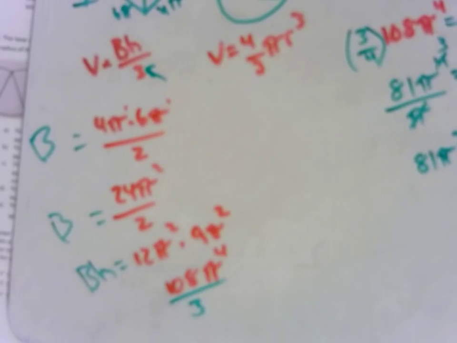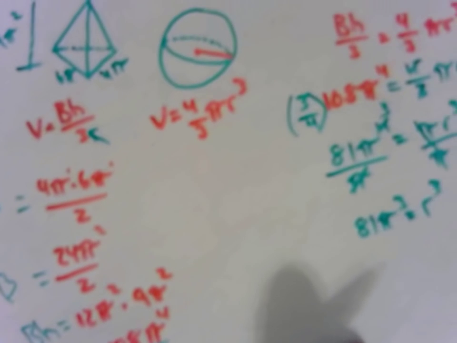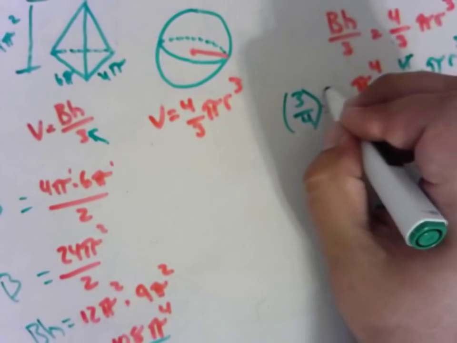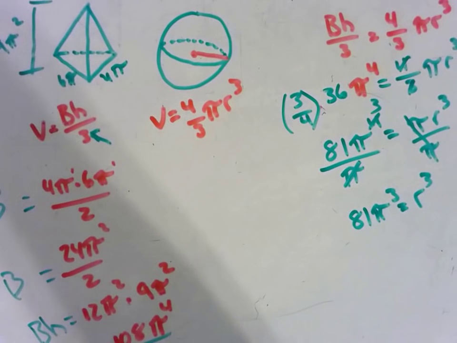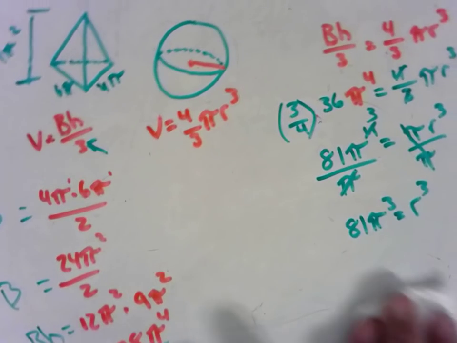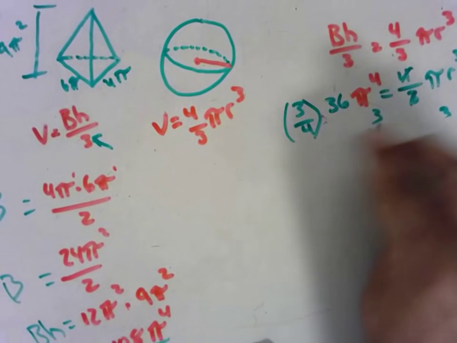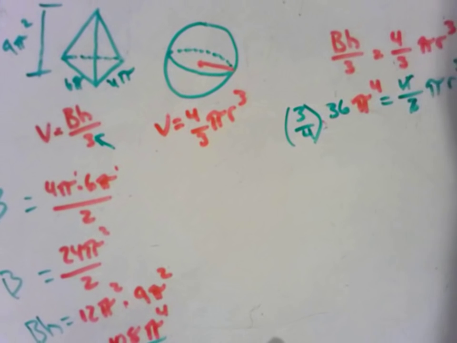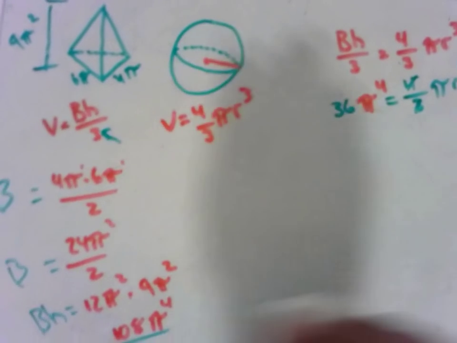And 108 divided by 3 is 36. So this becomes 36. I messed up. Surprise, surprise. I'm human. I'm never wrong. I wasn't wrong. I just messed up.